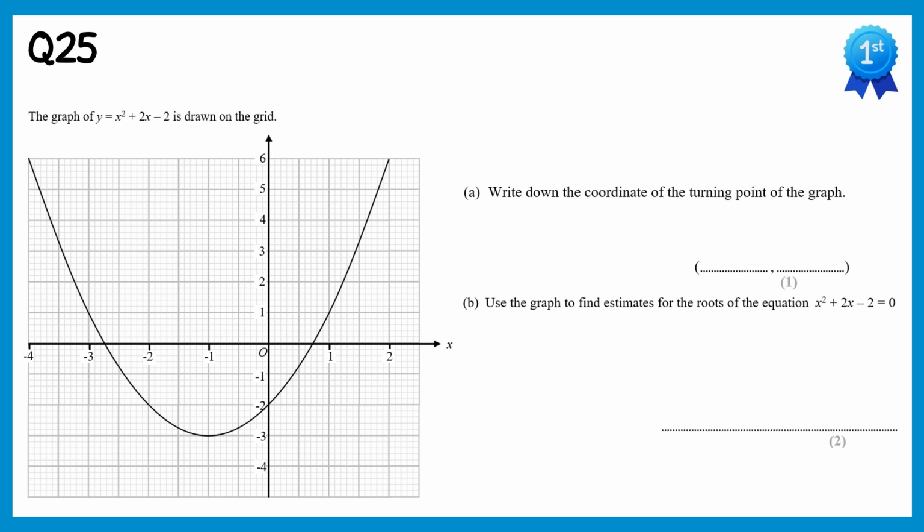For the first part of this question, we need to write down the coordinates of the turning point of the graph. The turning point is this point right here at the bottom of the graph. So the coordinates for that are the x-coordinate -1 and the y-coordinate -3.